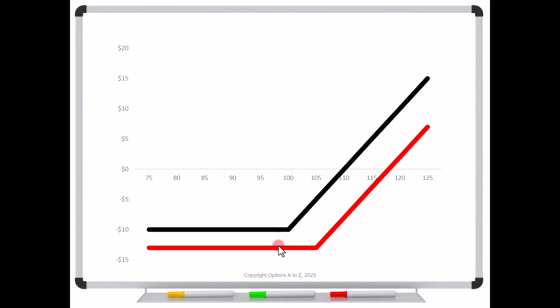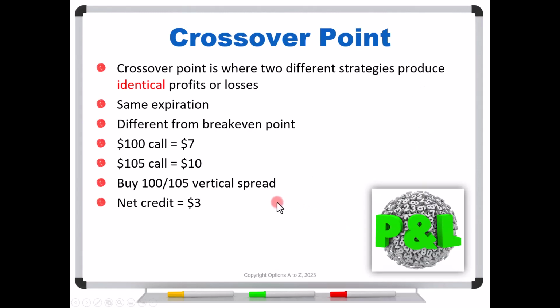What could be better? What's that going to do? It's going to set off a chain reaction where everybody is selling the 105 call, and the red line will now continue to move up until we get a crossover point. So now you're probably seeing, well, why not do both? And that's exactly right. What's going to happen if we saw this pricing, the $100 call at 7 and the 105 call at 10? Traders would simply buy the 100-105 vertical spread.